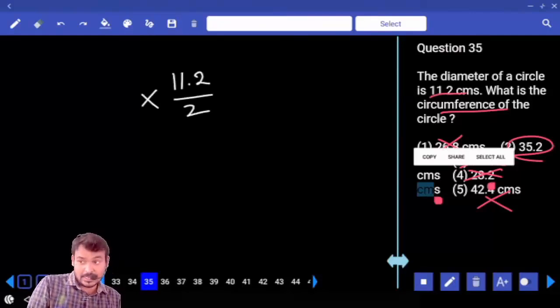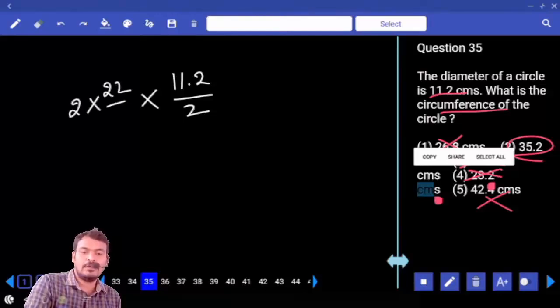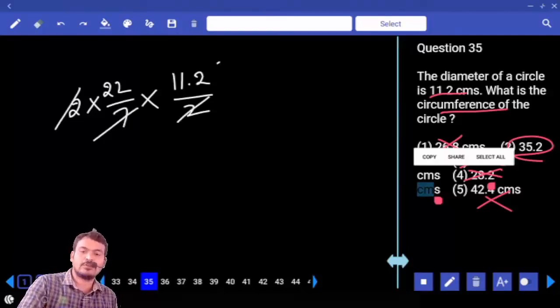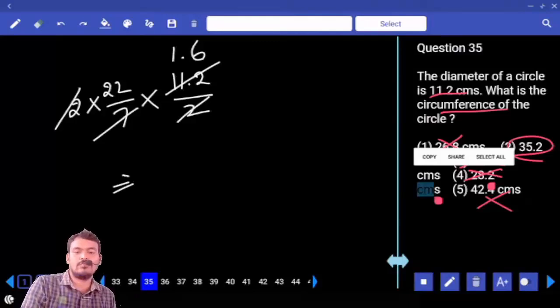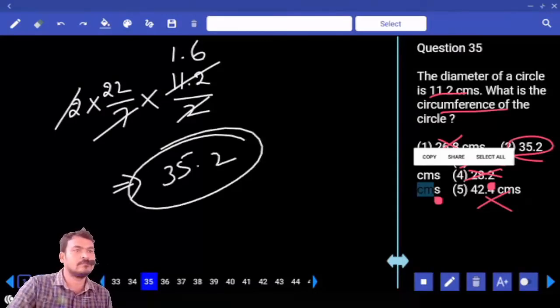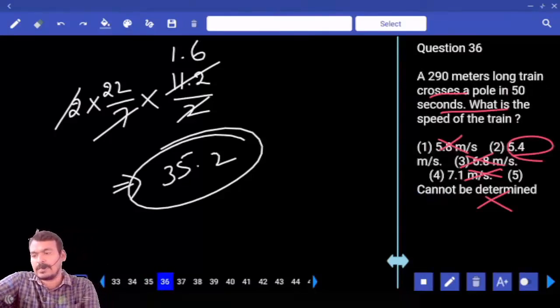Next, what is the circumference of a circle? 2 pi r. Nothing but 2 into 22 by 7 into the radius. The 2 gets cancelled, and 7 almost cancels, giving 1.6 times 22. 22 into 1.6 is 35.2. Next, question number 36.